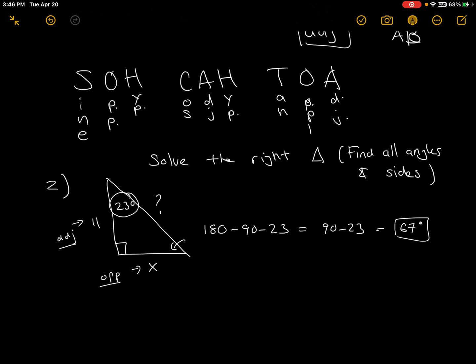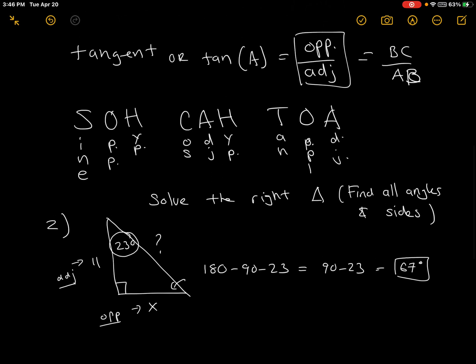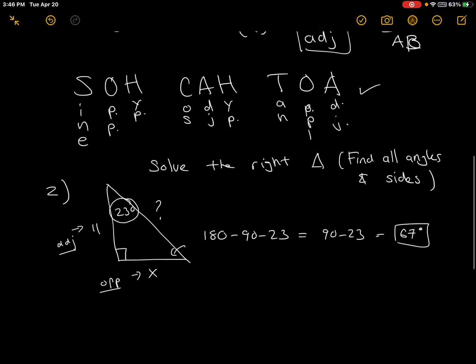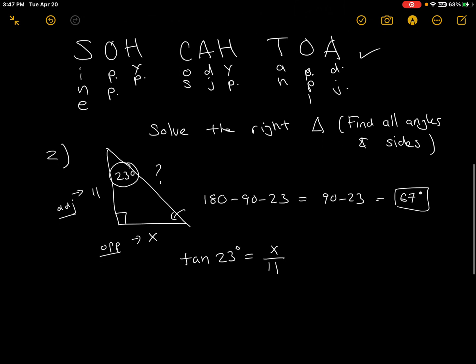Well, opposite over adjacent, right, you look at your notes, it's clearly going to be the tangent ratio. So I'm going to say tangent of 23 is equal to opposite over adjacent. So if you cross multiply, x is equal to 11 tan 23. This would give you the exact answer.